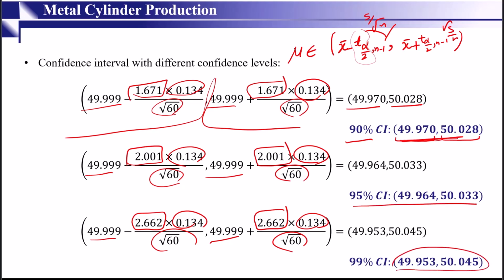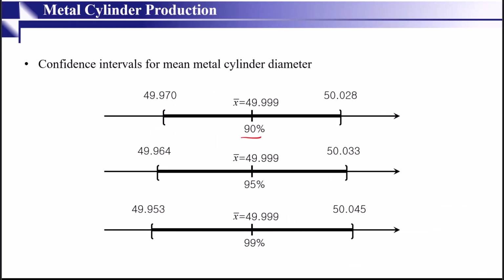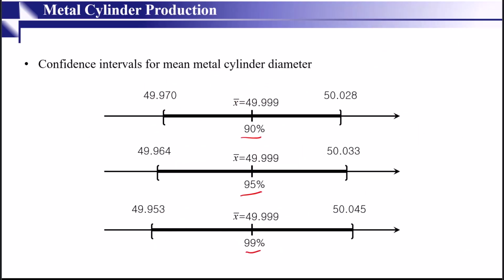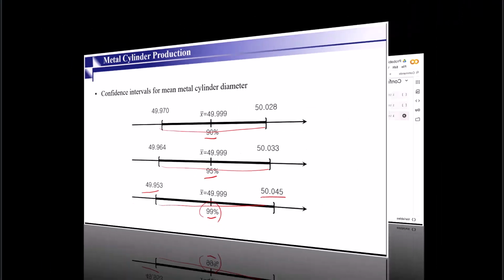You can see here, as the probability increases, this becomes wider. So we found that with 90%, 95%, and 99%, these are just figure representations of these values. So this one is narrower, right? It becomes a little wider because the probability increases. So with 99% certainty, the average cylinder diameter lies between 49.93 and this one, right? It is important to remember that this confidence interval is for the mean cylinder diameter and not for the actual diameter of a randomly selected cylinder.